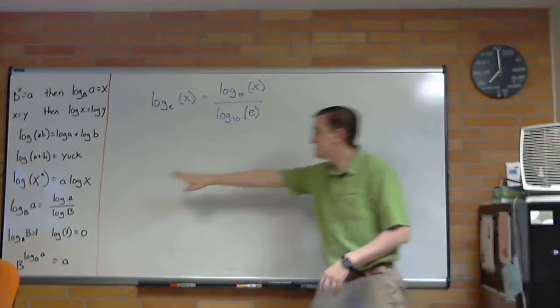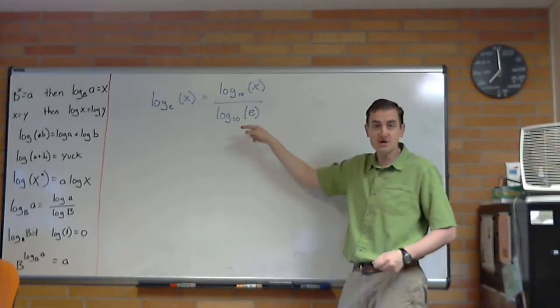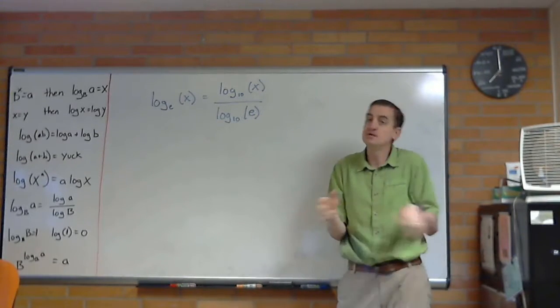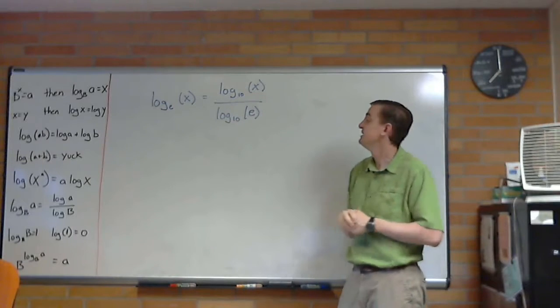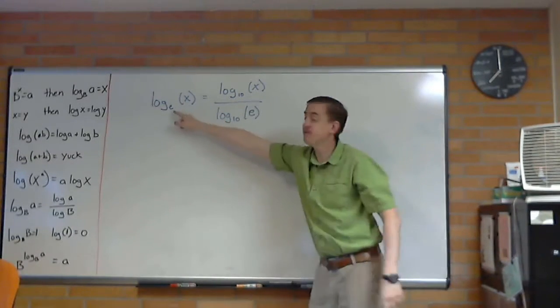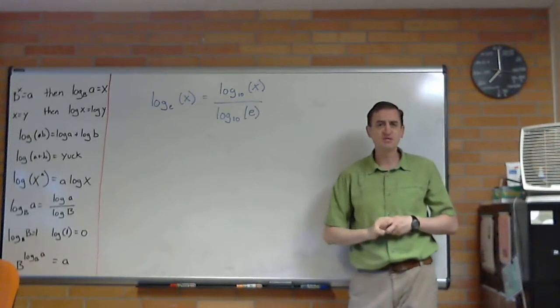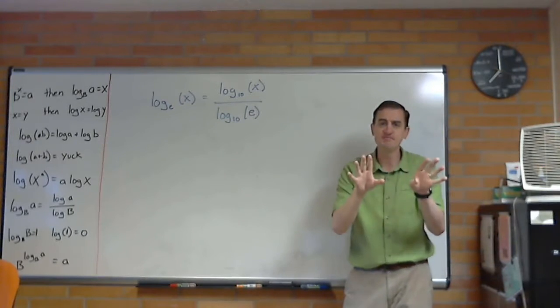Well, we're going to use this rule right here, where I can do a fraction of logs and I can pick any base I want. So I'm going to pick base 10, and I do the x in the numerator, and on the denominator I have log base 10 of the base, which is e. And it does not look like I have made things any simpler, but please be patient with me.